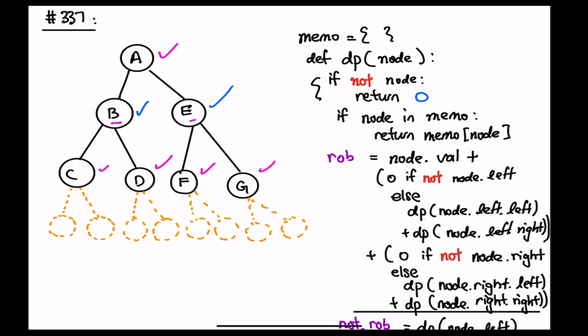How do we write a code for this? So we initialize memoization. So this is our dictionary memo. So we check if the node is either empty or not. If it is empty, then we return 0. So in other words, if the node is in our memoization table, then we return this guy.